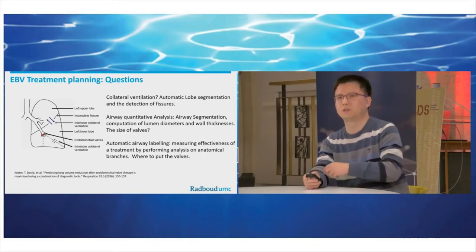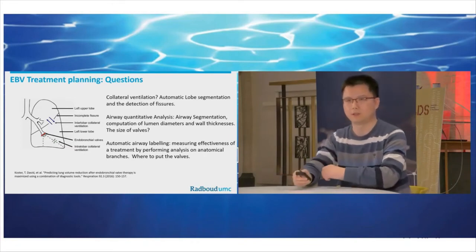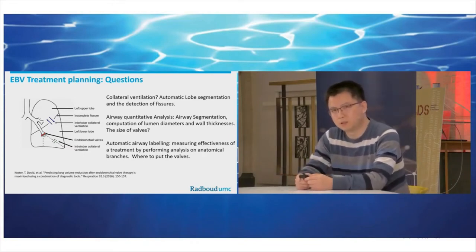Second part is we can perform airway analysis, right? We can measure the airway, for instance, the luminal diameters to know what size of valve we need to put in. And the more advanced approach is that we want to perform airway labeling in order to perform a regional airway analysis. So we want to compute those measurements on a specific anatomical branch.